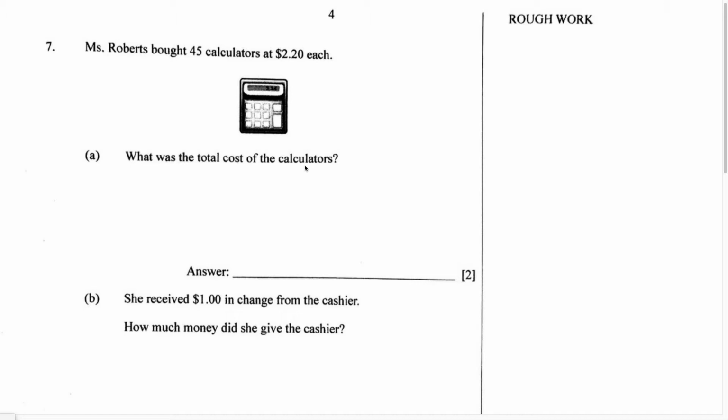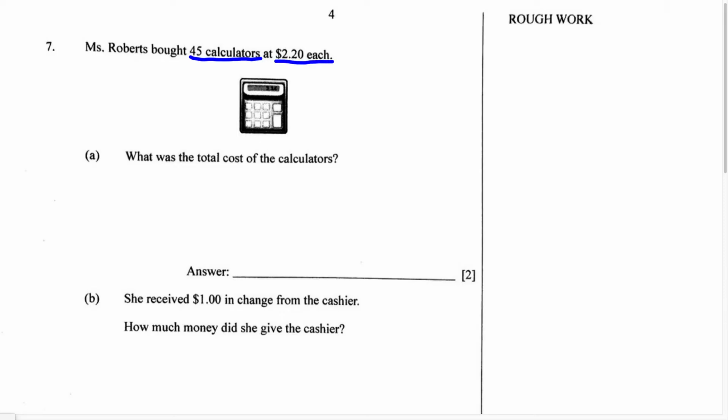So let's read the question one more time. It says, Miss Roberts bought 45 calculators. The total amount of calculators she bought was 45 calculators at $2.20 each. So because you see that word each, it means she paid $2.20 for one calculator. So this is very important to understand.